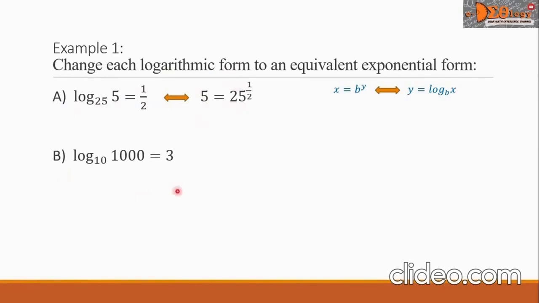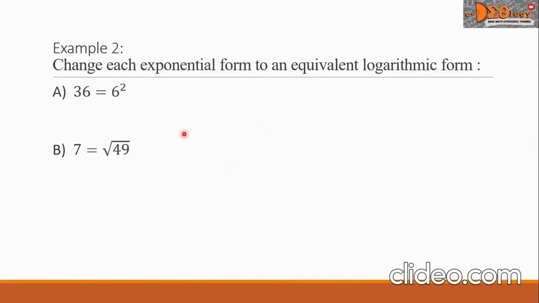For letter B, the equivalent exponential form is 1000 equals 10 raised to 3. From the given problem, log of 1000, we're going to write this 1000 again here, and this is equal to the base 10 of the log is the same base for the exponent, and this number 3 is the exponent in here. So 1000 equals 10 raised to 3. This is our final answer.